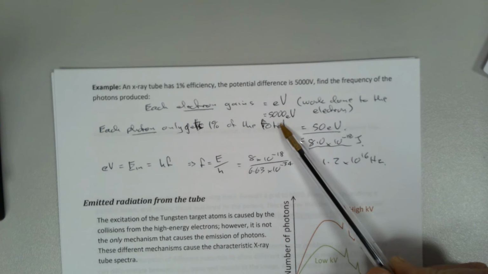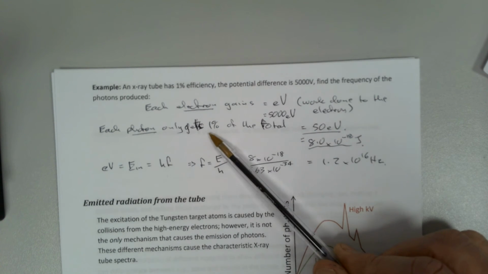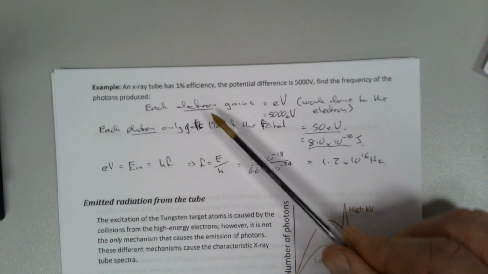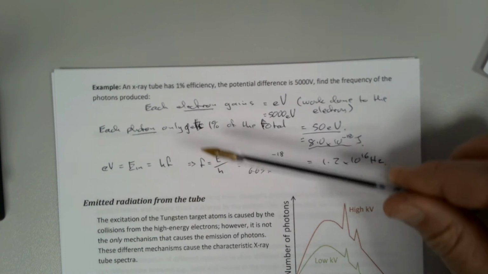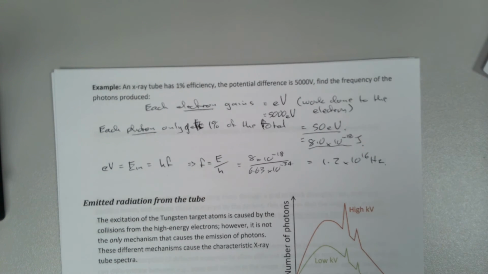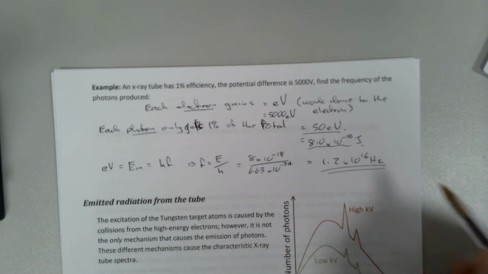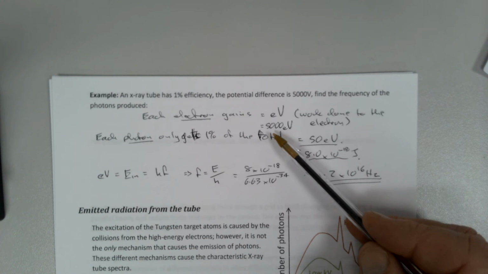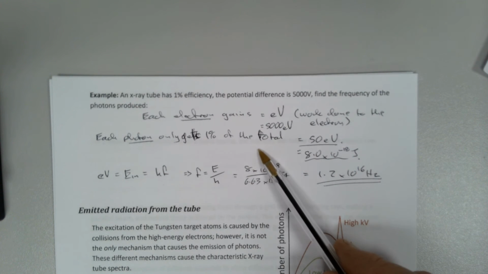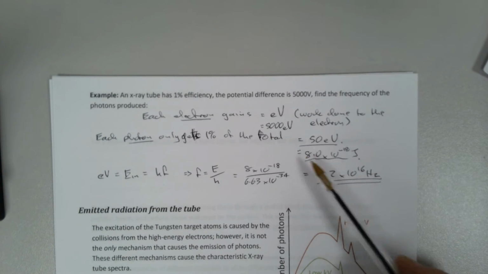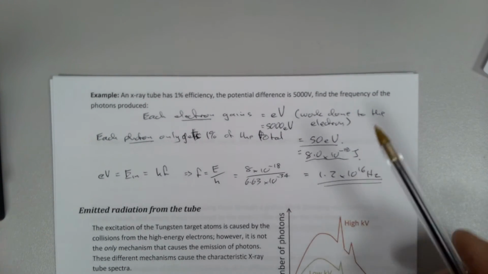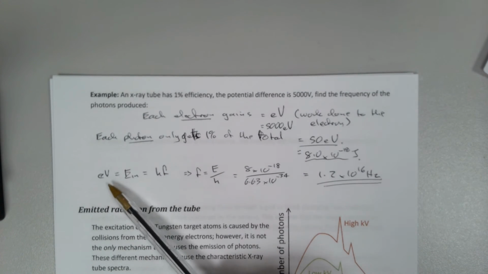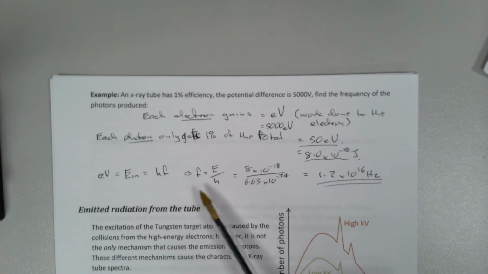If we go higher, then the efficiency might change as well. Okay, so we do need to be aware of that. So all we're doing is working it for those values given to us. Okay, but that's a fairly typical question. Work done by the electric field turns into the kinetic energy of the electron. Only 1% of that kinetic energy gets converted into the photon for various reasons, and then that energy becomes hf, the frequency of that photon. Okay, so fairly typical kind of question.